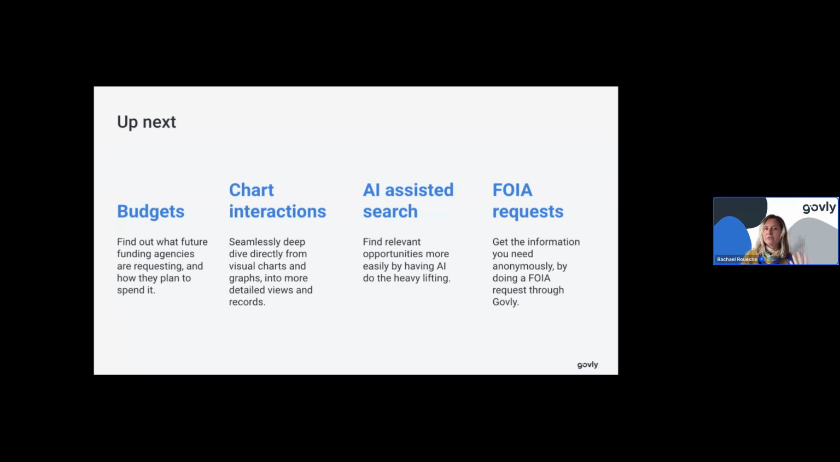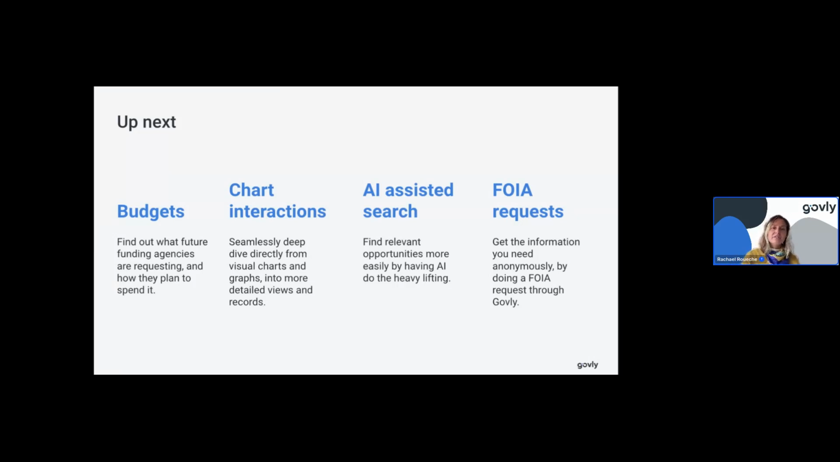So that should help you develop talking points, key messages, et cetera, that align with what agencies are prioritizing in their budget requests. We also are working on chart interactions, so seamlessly diving into that table data from the charts that we looked at in awards. So this is actually a great example of how we are actively and rapidly iterating on this product that we just released a couple weeks ago.